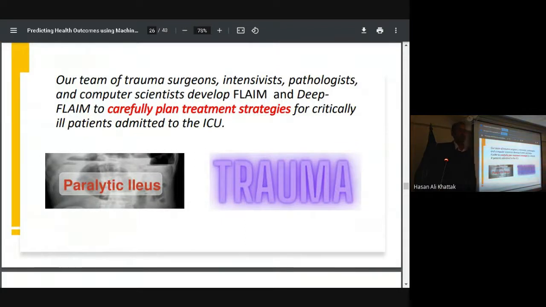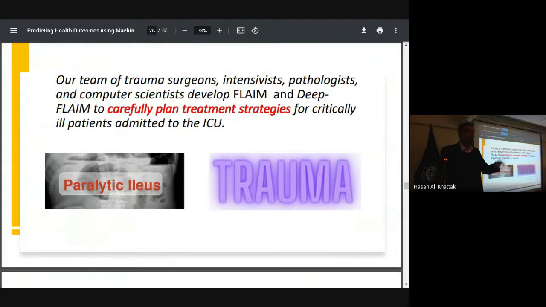So our team of a trauma surgeon, internist, pathologist, and computer scientists developed two algorithms. First, we developed FLAME. Second, we developed DeepFLAME, based on the first. The purpose was to carefully plan the treatment strategy for critically ill patients admitted to the ICU. And the sub use cases are the diseases that we picked: paralytic ileus, and the second case was trauma.